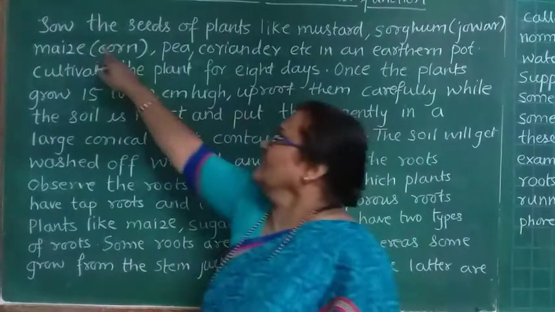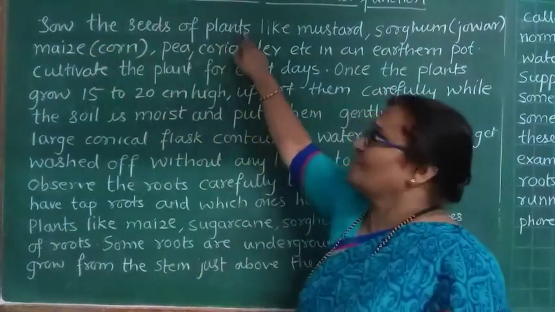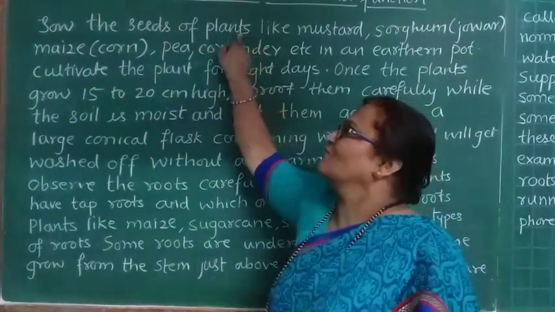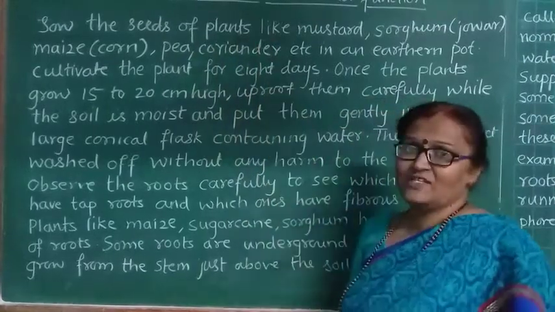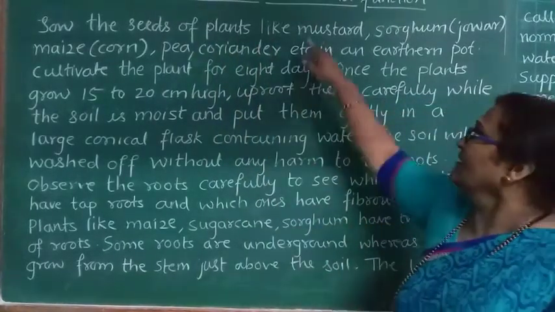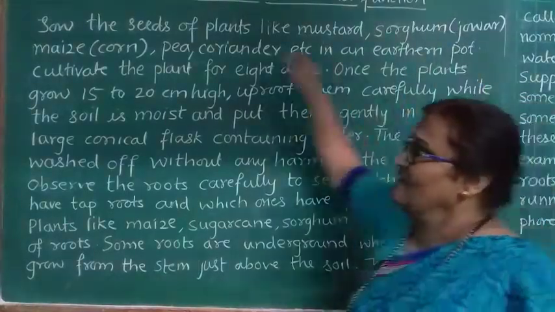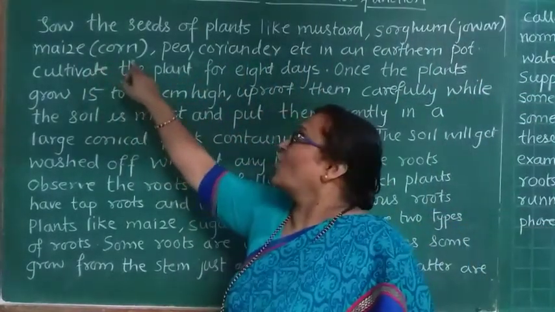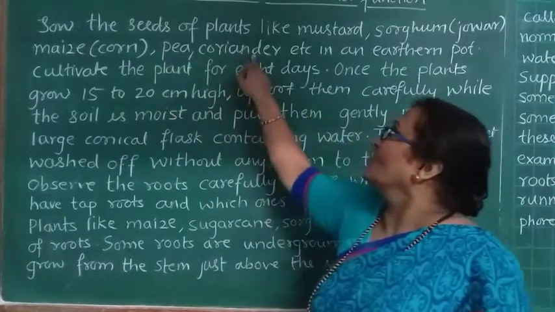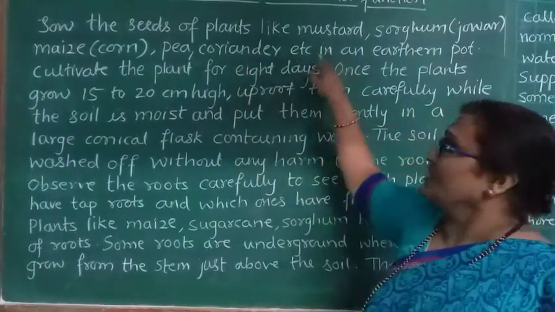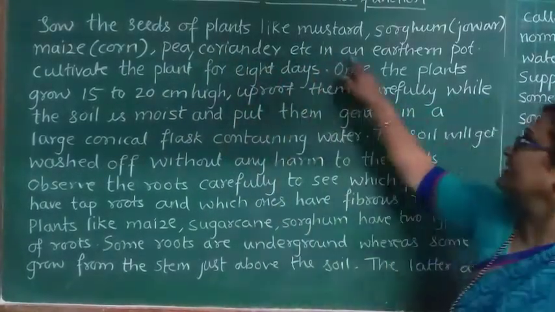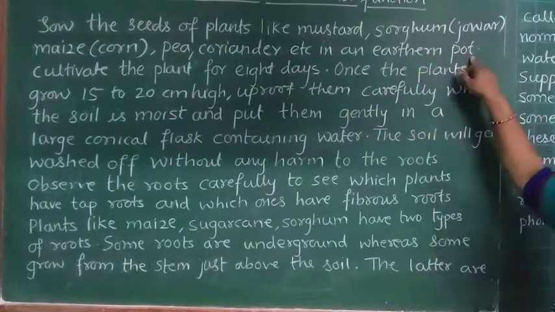See here, next one. Sow the seeds of plants. What you have to do? You have to sow the seeds of plants. Which plants do you have to take? See here: mustard, sorghum, that is jowar, maize, that is corn, pea, coriander. All this you have to take, and you have to put it in an earthen pot.